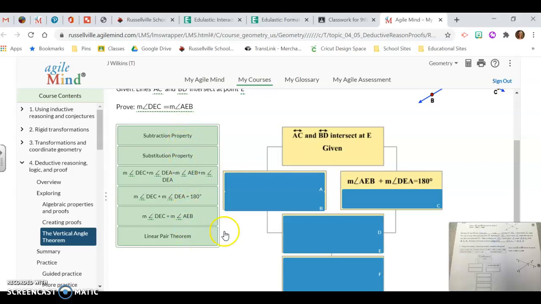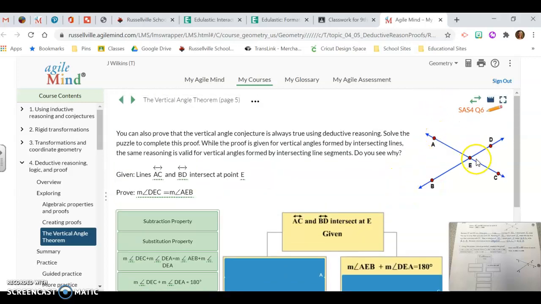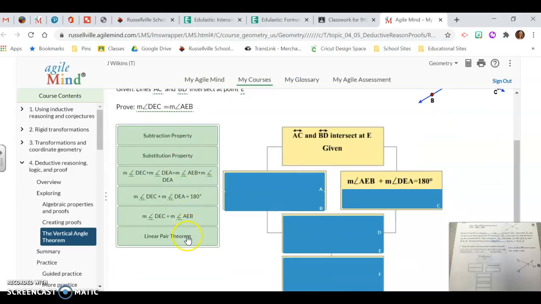Okay, so the first thing we have is that angle AEB plus angle DEA equals 180 degrees. So angle AEB, which is this angle right here, plus angle DEA, which is this angle right here, equals 180. And we know that because they are a linear pair, and the linear pair theorem says that their angles add up to 180 degrees. All right.